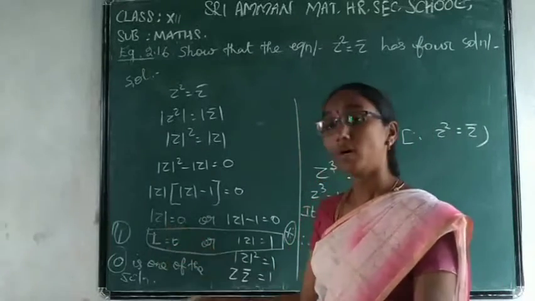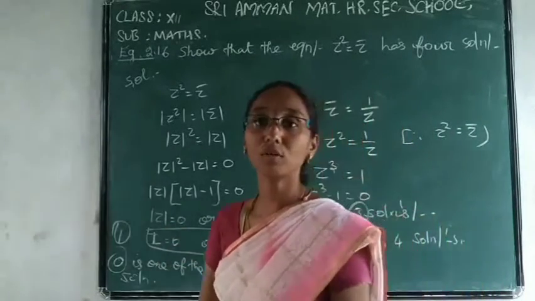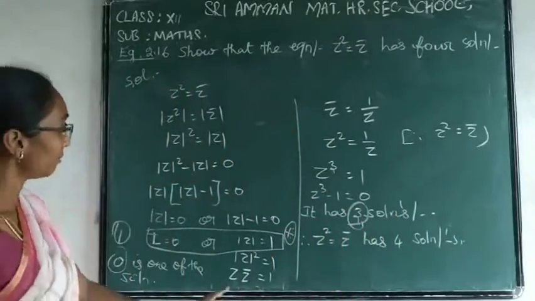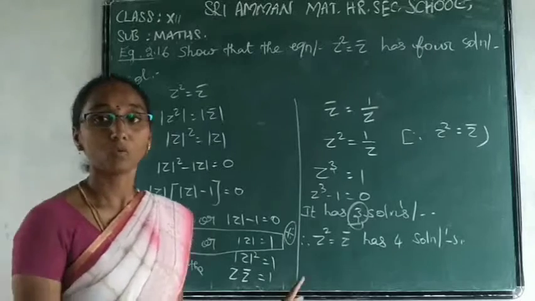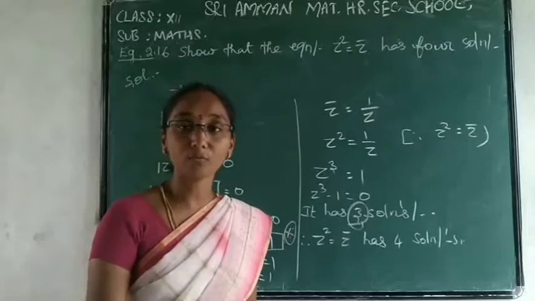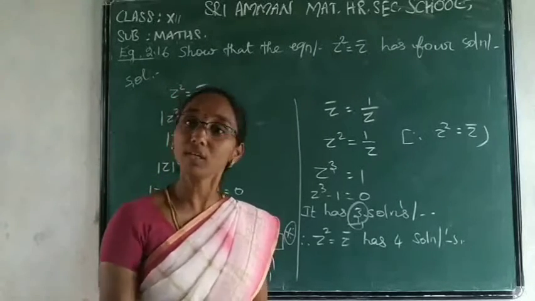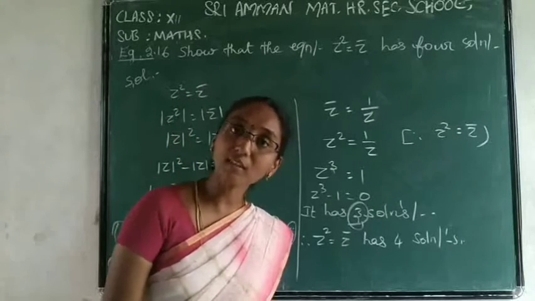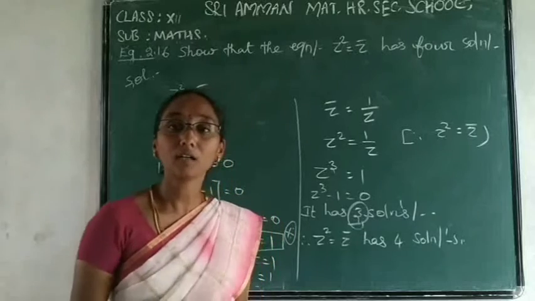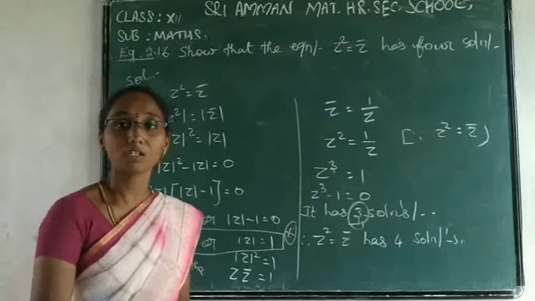Here z equal to 0. Modulus of z equal to 0 means z equal to 0 normally. We get modulus of z equal to 1. Taking the square once again. Modulus of z is not equal to z. z is the number; modulus of z is the length or distance from the origin.